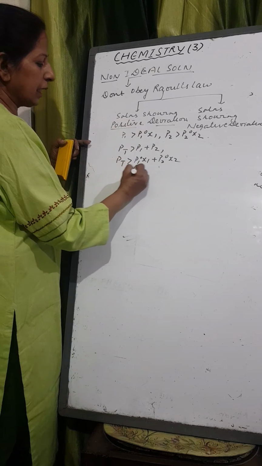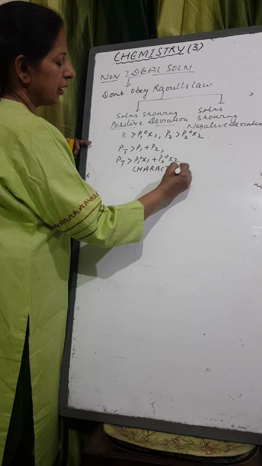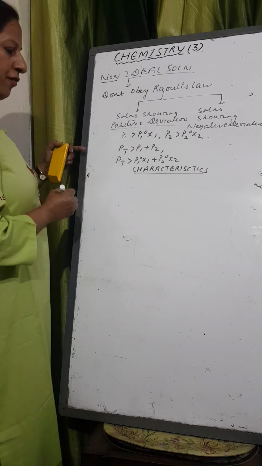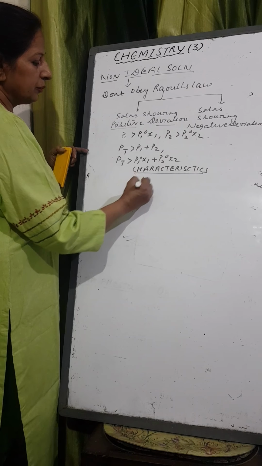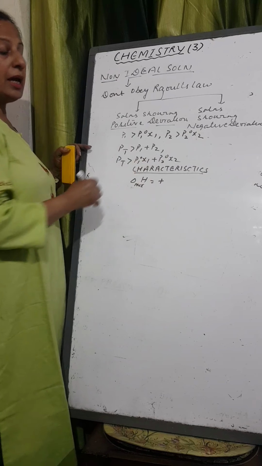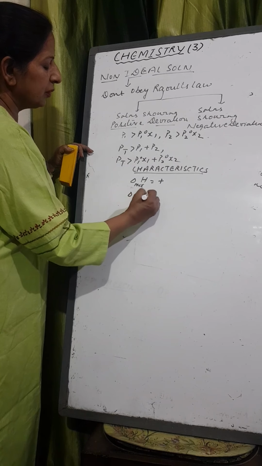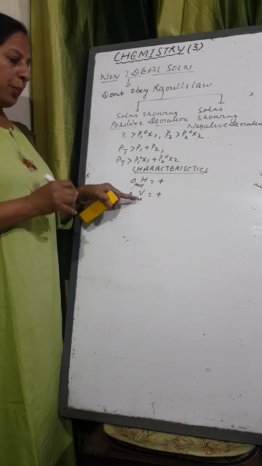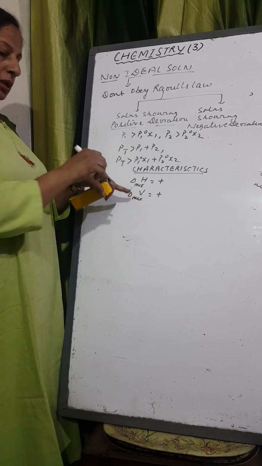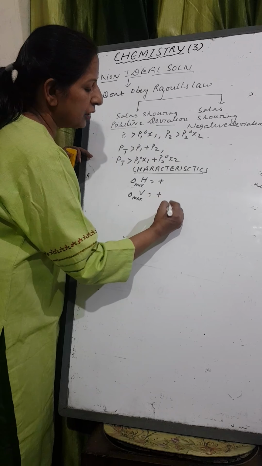Now we can write the characteristics of solutions showing positive deviation. In this case, enthalpy of mixing is positive, meaning energy will be absorbed, and del V mixing is positive, that is, on mixing the two liquids, the resulting solution will have a larger volume than the volume of the two liquids. Let us see what the reason for this is.